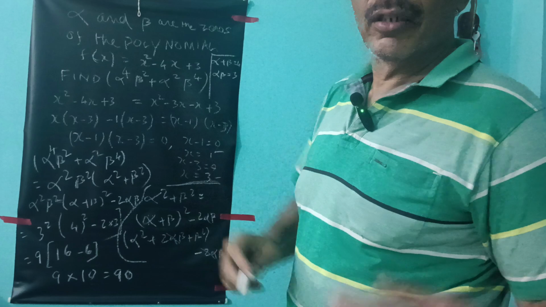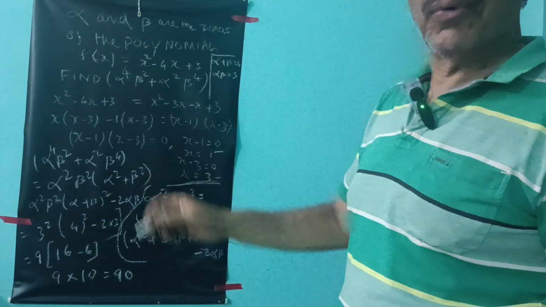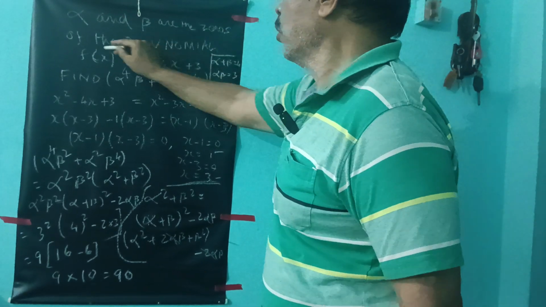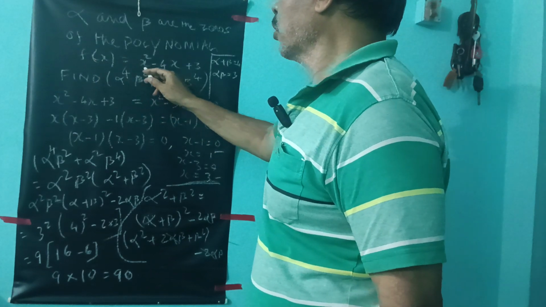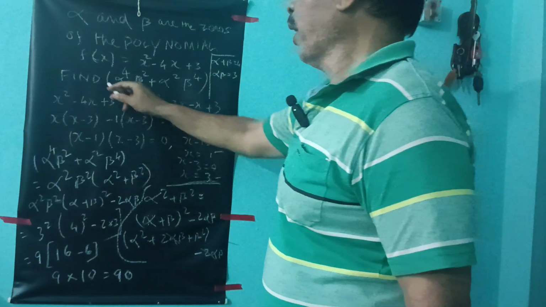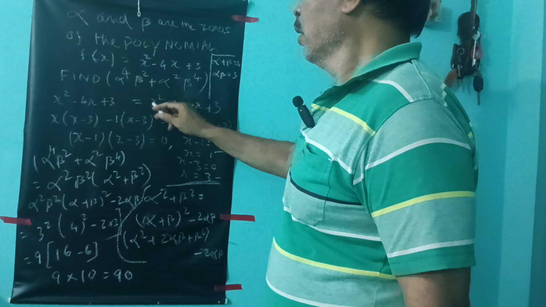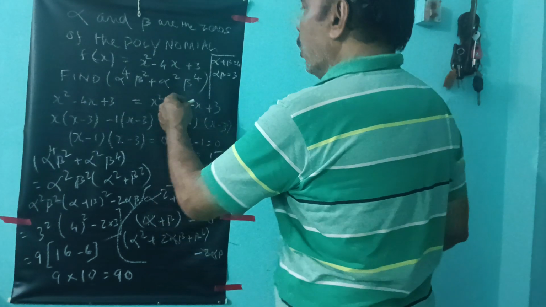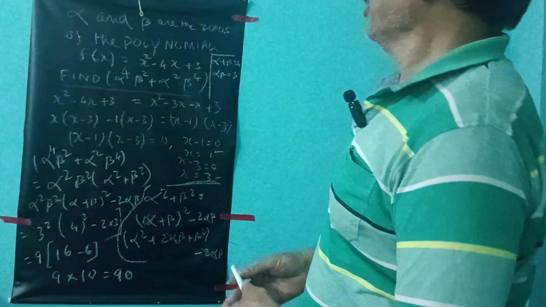Here, when I am speaking, you will come to understand what the problem is. That is, alpha and beta are the zeros of the polynomial f of x is equal to x squared minus 4x plus 3. Find alpha to the power 4 beta squared plus alpha squared beta to the power 4. This is what we have to find out. Okay. The equation is given.